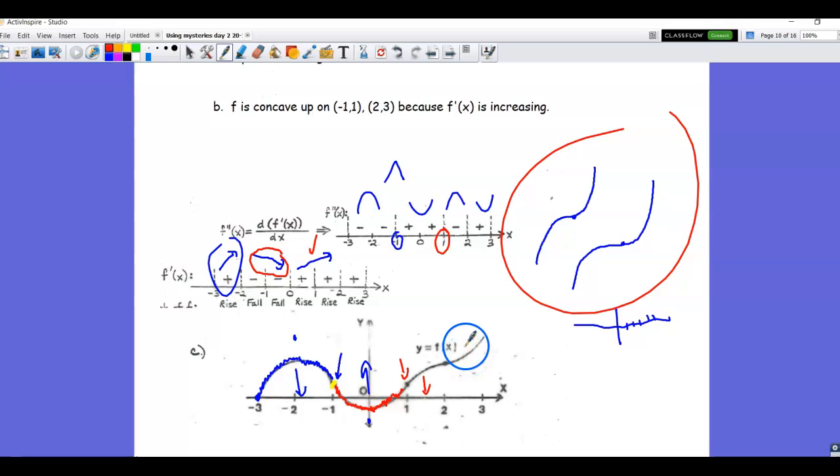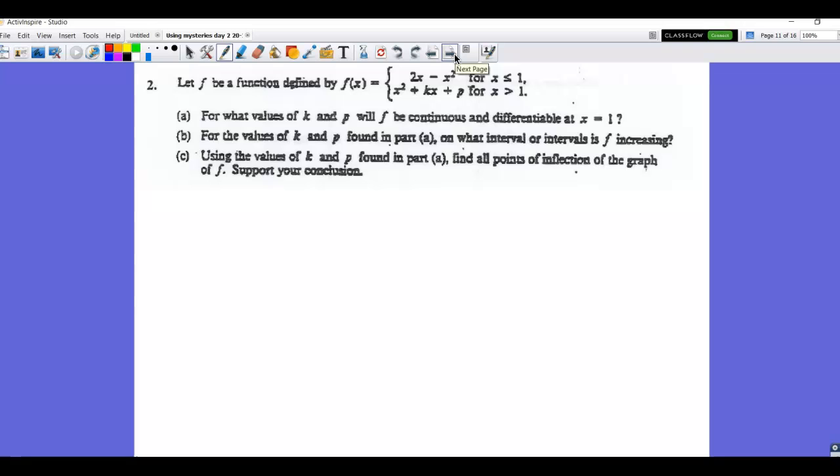So when you're sketching the graph, you're not going to just start at -3 and sketch the thing out. You're going to be doing some erasing and changing and adjusting and fixing, and it does take practice. All right, let's go on to number 2.